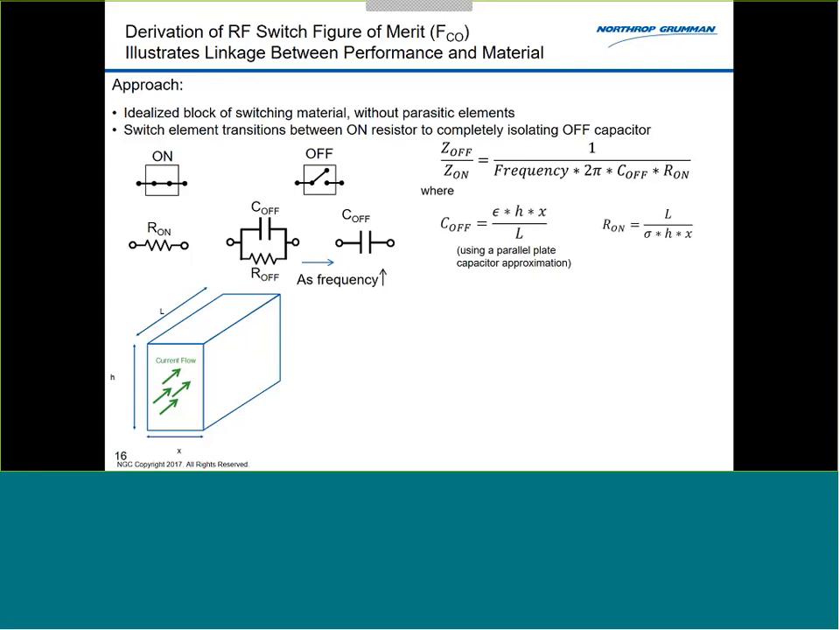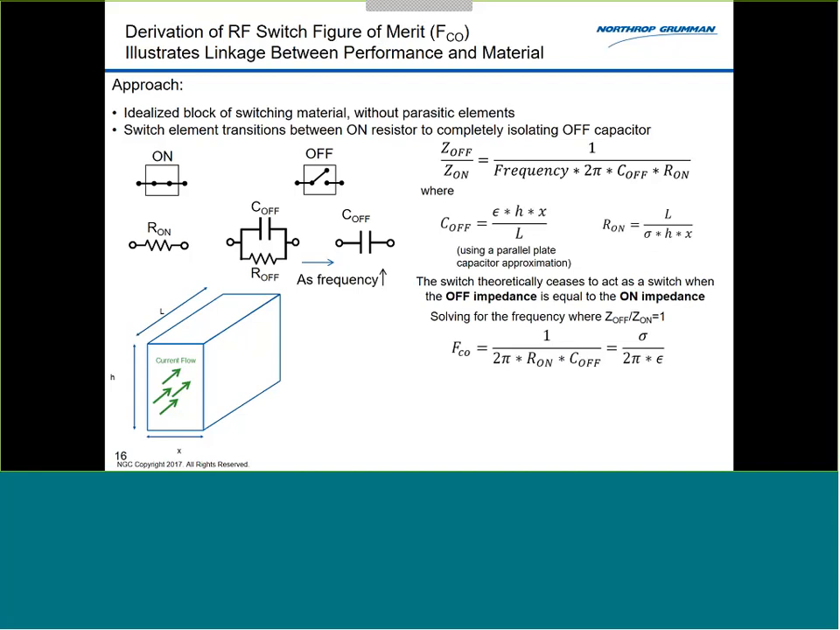But the interesting thing is those two things cancel each other out. So if I set that impedance ratio equal to 1 and solve my equation, that gives me 1 over 2 pi R on C off, but that then essentially drives down to the conductivity of this imaginary block of material over 2 pi epsilon.